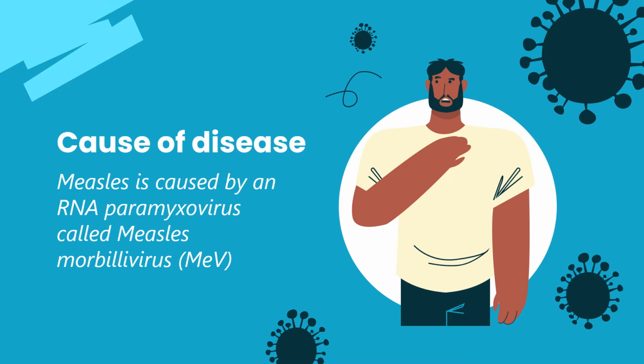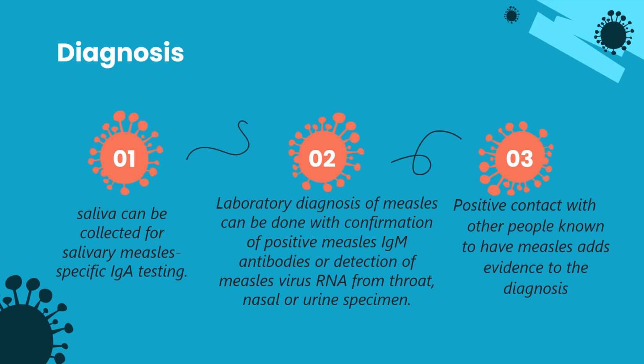Cause of disease. Measles is caused by an RNA paramyxovirus called measles morbillivirus. Diagnosis. Laboratory diagnosis of measles can be done with confirmation of positive measles IgM antibodies or detection of measles virus RNA from throat, nasal, or urine specimen. Saliva can be collected for salivary measles-specific IgA testing. Positive contact with other people known to have measles adds evidence to the diagnosis.